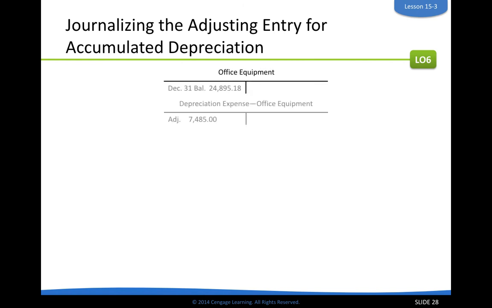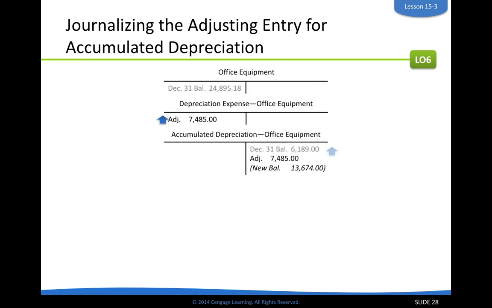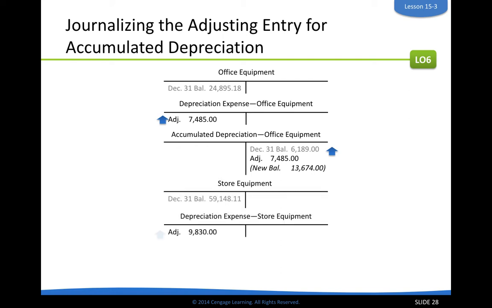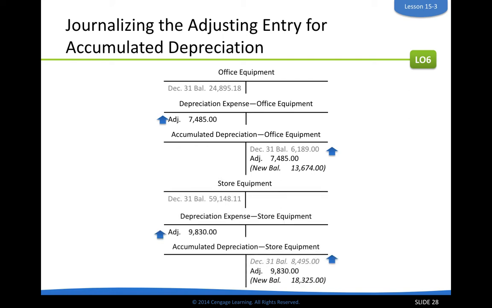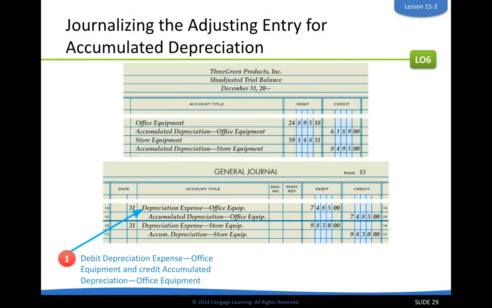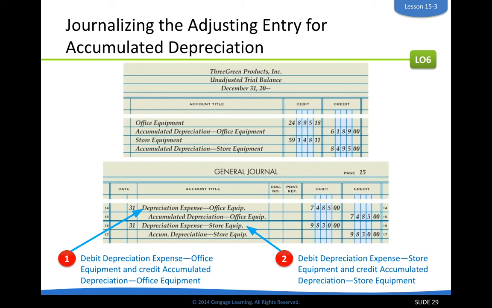So we need to do a journal entry. We're going to have 2 journal entries. We're going to have office equipment and store equipment. We need to debit our expense, so depreciation expense dash either office or store equipment, and then accumulated depreciation is what we credit. So we are adding to that amount constantly as we accumulate depreciation. It's like a rolling balance of how much depreciation our company has had. So here is our transaction, debit depreciation expense, and credit accumulated depreciation.